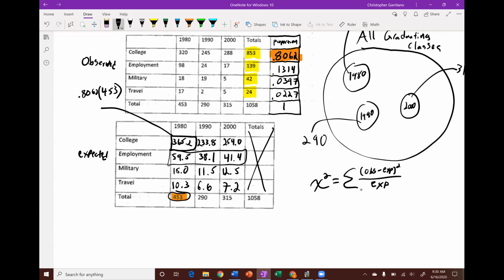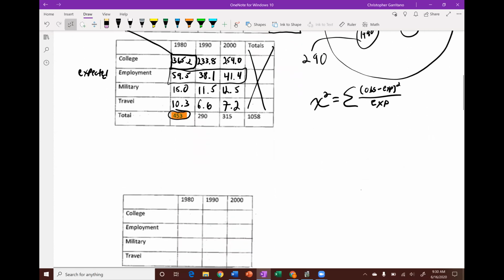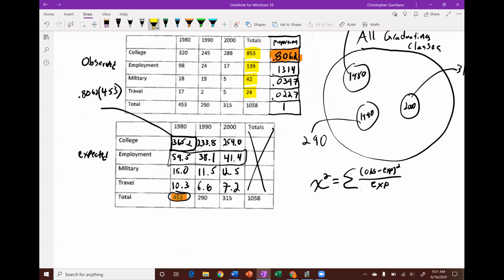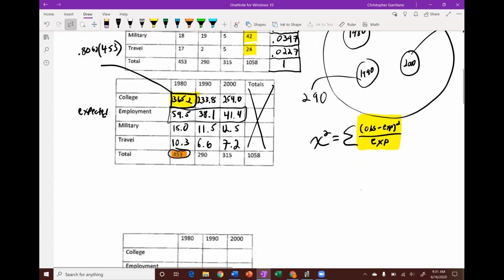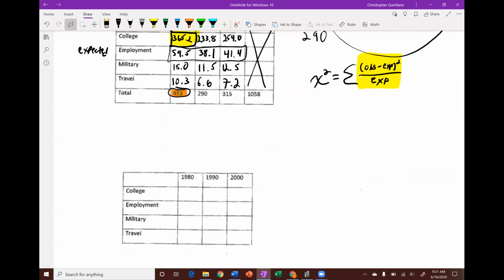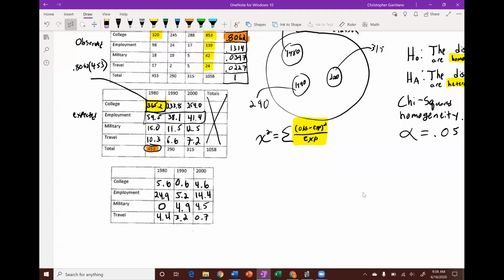Now, what I'm going to do is take each one of my corresponding observed and expected values, and plug them into this formula right here: observed minus expected squared divided by expected. So we're going to get a table full of chi-squared values, and then we're going to sum them together in order to get the chi-squared test statistic. So once again, please give me a moment while I go ahead and do that. Welcome back. That took a while.